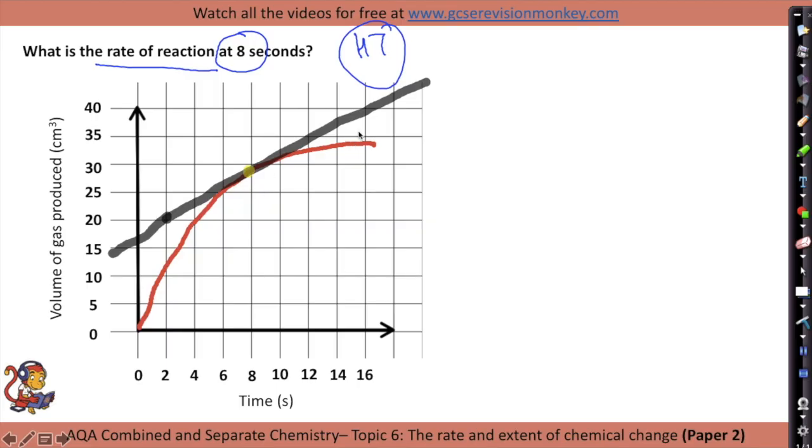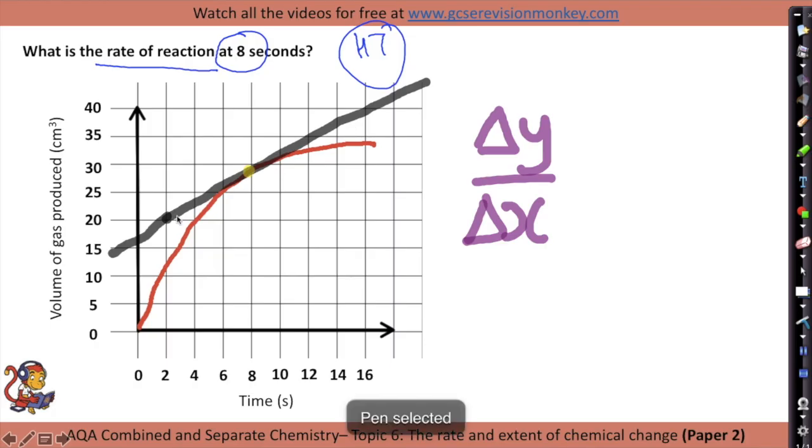You then need to calculate the gradient of that tangent. So to do that, you do the change in y divided by the change in x. So for this graph here, find a suitable place where the tangent crosses on some grid points, and it makes everything a little bit easier. You can draw a triangle away from your tangent like so, and this would be your change in y, this would be your change in x.